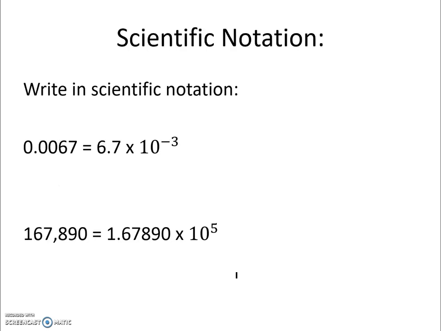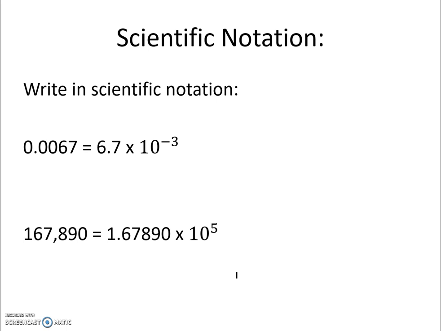Switching over to scientific notation, when we write in scientific notation, if I have the example 0.0067, in scientific notation, your number has to be a number between 1 and 10. In order to make 0.0067 a number between 1 and 10, we have to move the decimal to the right 3 places. And we find that that is 6.7. And since we moved our decimal to the right 3 places, it's times 10 to the negative 3.